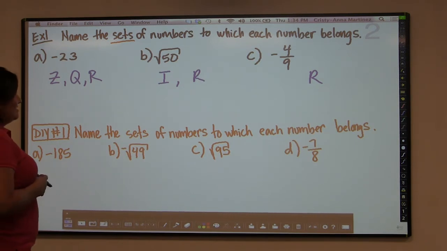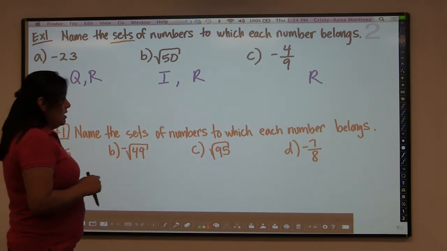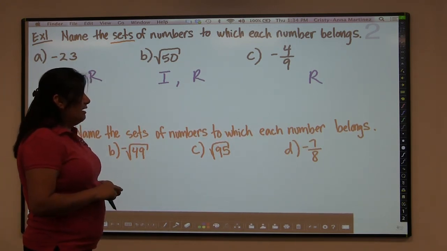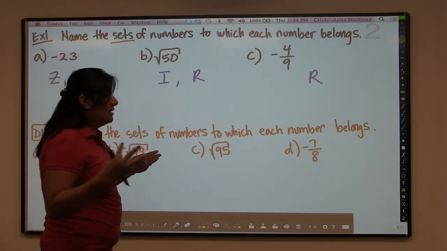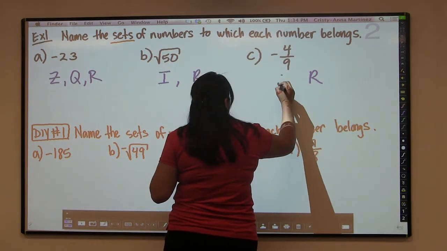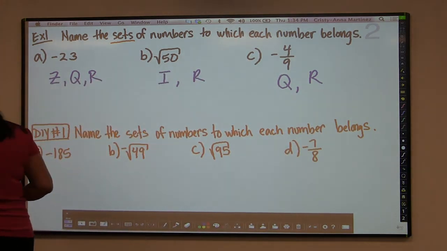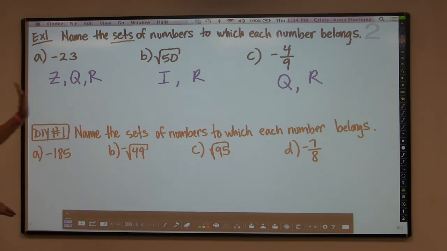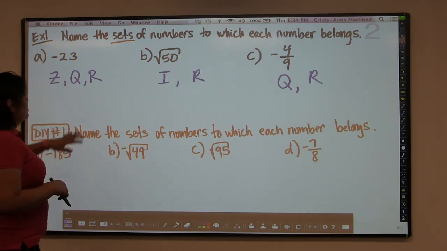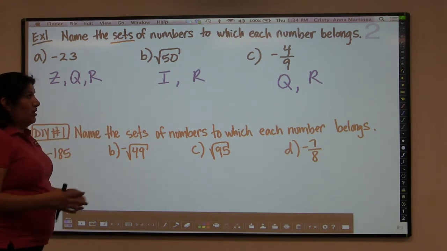And then lastly, we have C. Again, it's not a natural number. It's not an integer. It's not whole. But it is a fraction. And we said already that anything that's a fraction is automatically rational. And rational is going to be Q, I believe. And then, of course, it's real. So we've got rationals and reals. So all of them had at least 2 answers. So make sure that you don't just give me one answer for each one. It can be part of more than one category.